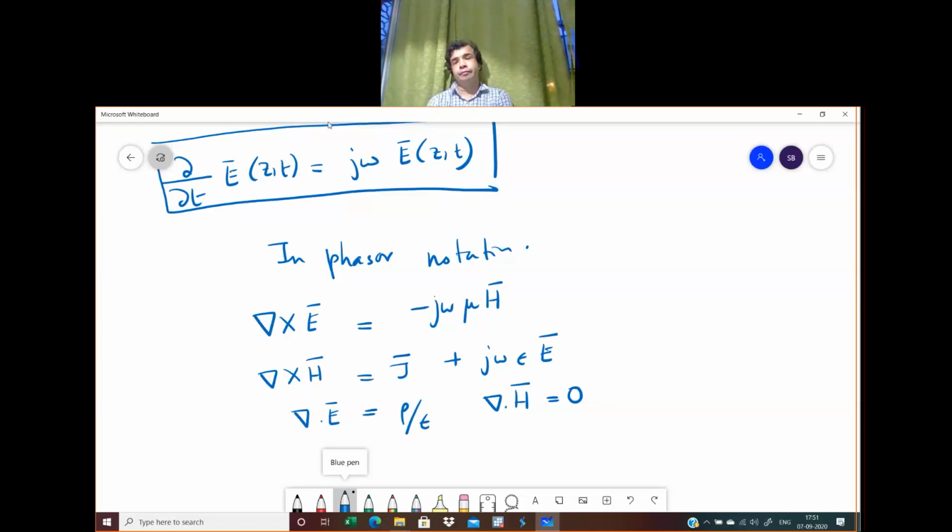Can we write this? Is it okay? Is this equation okay? Is it fine?